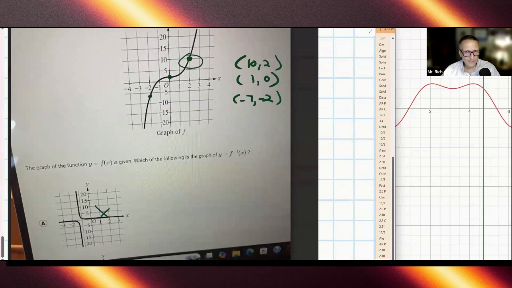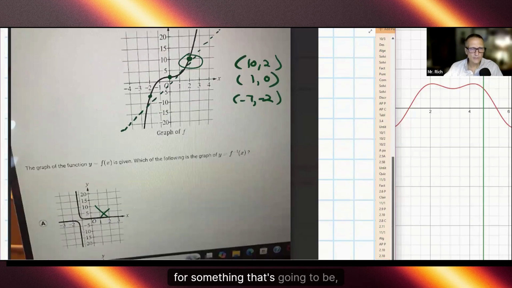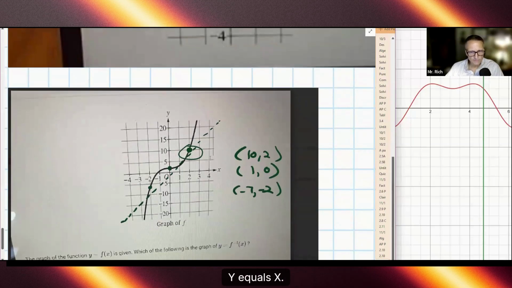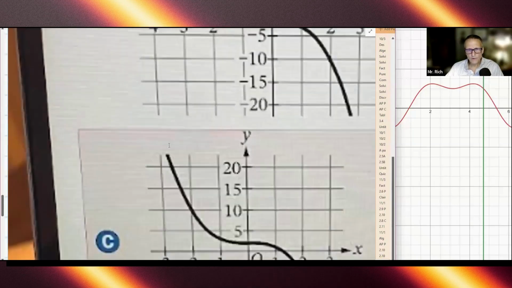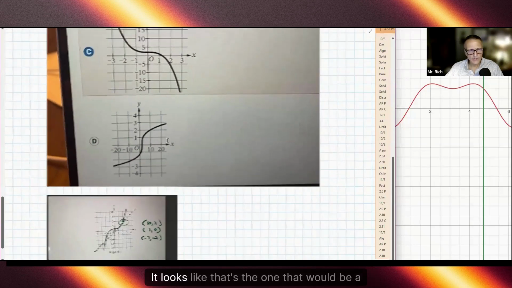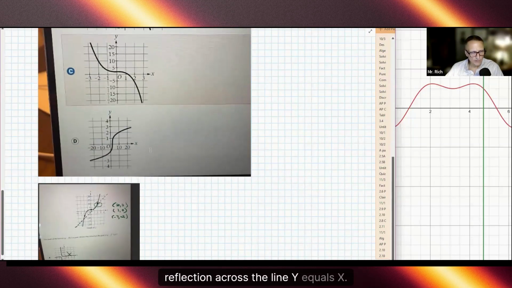The other thing that I can do, and I'd be remiss if I didn't say, is look for something that would be a mirror image, a reflection across the line y equals x. That's probably the easier way to do that. So if we look at these other ones, then it's got to be D, because that would be a reflection across the line y equals x. Would it pass through 10, 2? Yeah, it passes through 10, 2. It passes through 1, 0, and it looks like it would pass through -7, -2, or thereabouts. So D is our answer there.